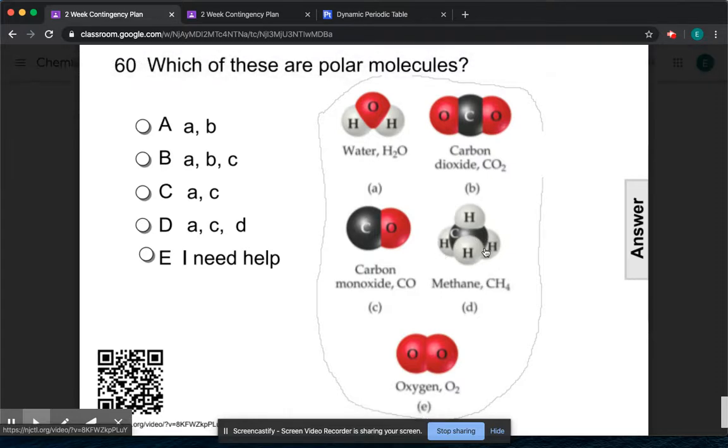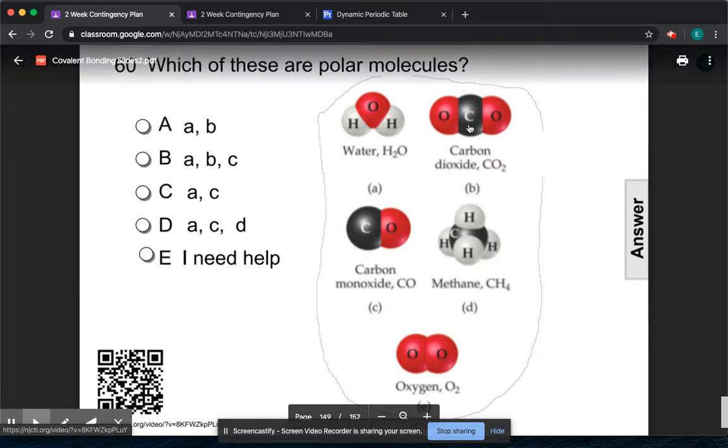CH4 is nonpolar. We already looked at the difference between them in electronegativity. Oxygen would be nonpolar, and it's nonpolar because you have the same element. Same element means equal pull. Equal pull means they cancel out, and you have a nonpolar. So this is nonpolar, this is nonpolar, and this is nonpolar.